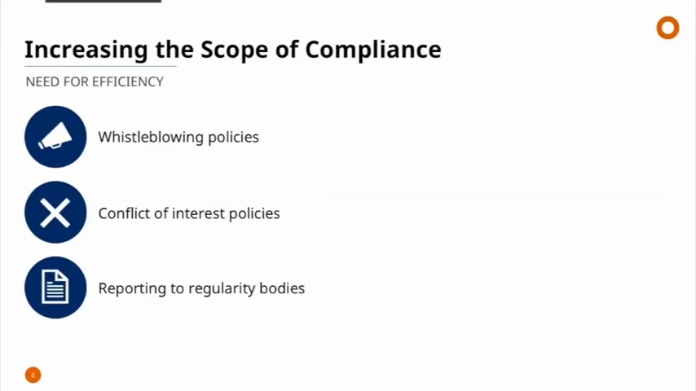There are also some internal things. Many organizations have, for example, whistleblowing policies and conflict of interest policies, and these are often part of the responsibility of the compliance office because of their neutral position in the organization. They're often responsible for monitoring whistleblowing policies and conflict of interest policies and implementing them in the end.